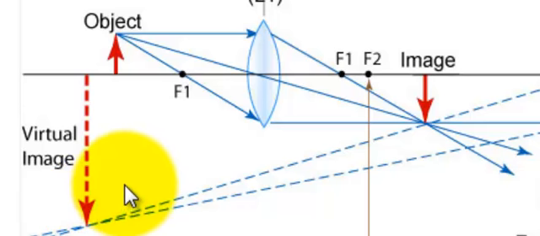Now let us determine the characteristics of the image compared to the object at the objective lens. As you can see, the image is virtual because it is not formed by the actual intersection of rays. It is located on the same side as the object. It is larger, and its orientation is opposite to the orientation of the object.